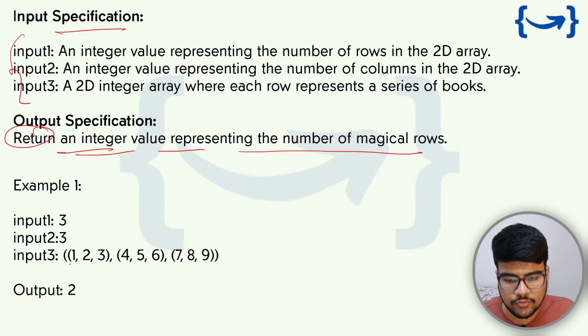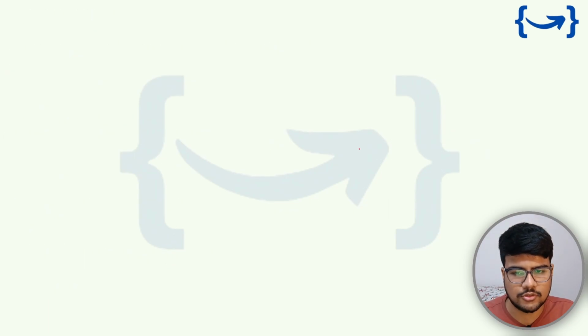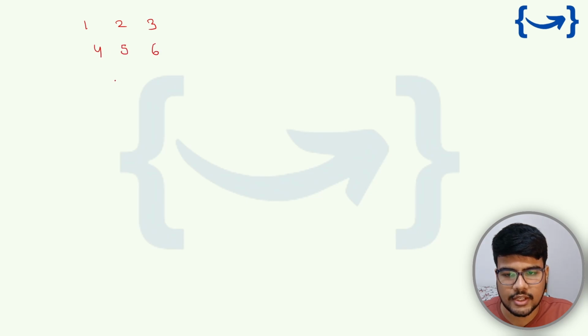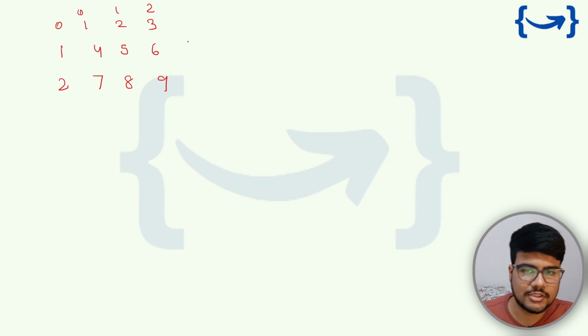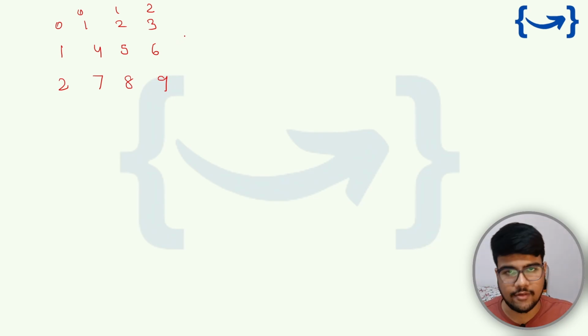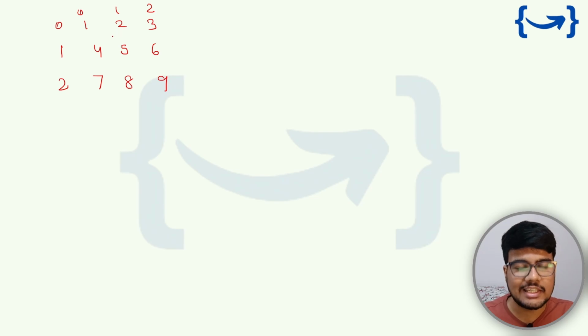So let's say you have 1, 2, 3, 4, 5, 6, 7, 8, 9. Let me mark the indices 0, 1, 2, 0, 1, 2. What the question states is, for every row, we need to find the magical rows. How many magical rows do we have? We need to find the odd sum present in each row. If that sum is divisible by 2, or it's even, then only that row will be called a magical row. So how can I do it?